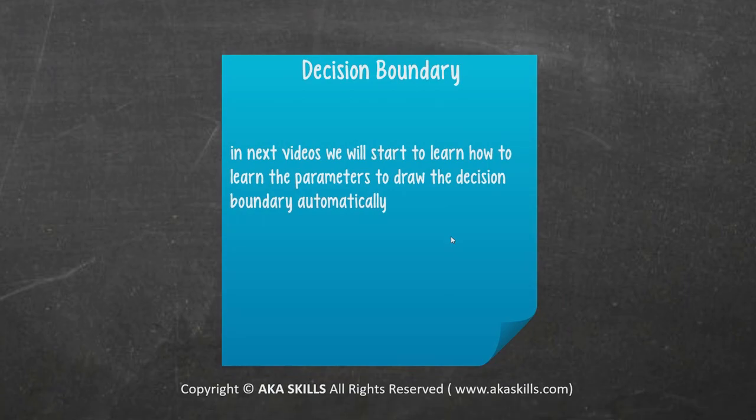So in the next videos, we will start to learn how to learn the parameters to draw the decision boundary automatically. As you might remember, in our first videos on linear regression, we used gradient descent. Also with logistic regression, we're going to use gradient descent, but we're going to have some different things. I'm going to leave that for the next videos.